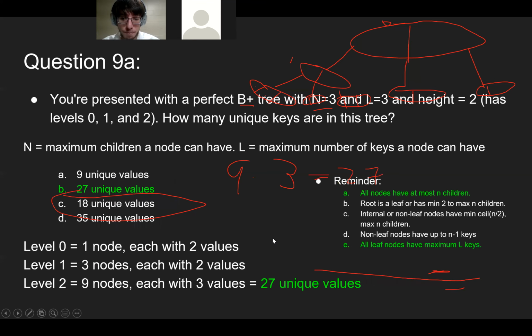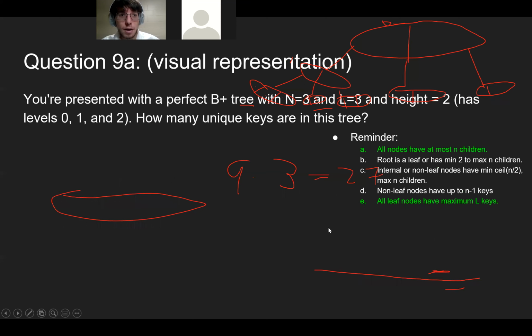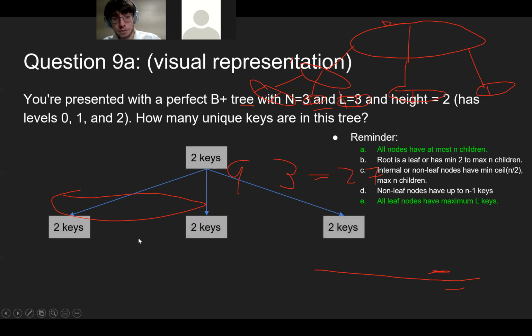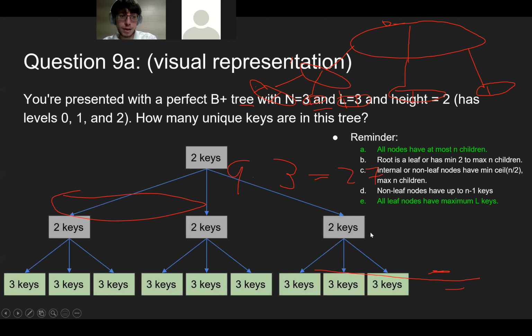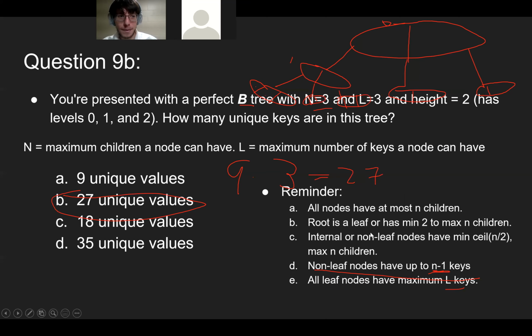Okay, that makes sense. But what about, all right, so we have 27, right? And we're going to see the visual representation: 2 keys, 2 keys, 2 keys, and then each of those has 3, each with 3 keys. But what about now? Let's change the problem. It's exactly the same, but instead of it being a B plus tree, it's a B tree. So now the problem changes a little bit.